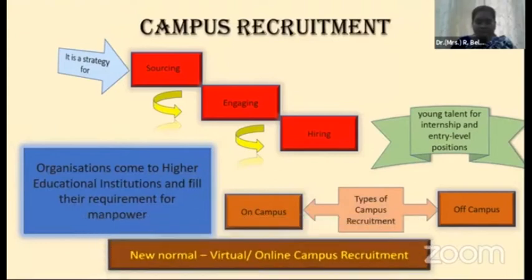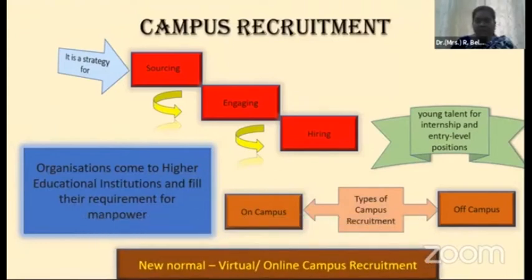And now we are in a new normal, the new normal where everything is closed, social distancing and all that. So the new normal is we have virtual online campus recruitment, which doesn't mean that earlier we did not have online campus recruitment at all. We did have. When I say online, the test alone will be online. The link will be given to students. They will take the test from their own portals.